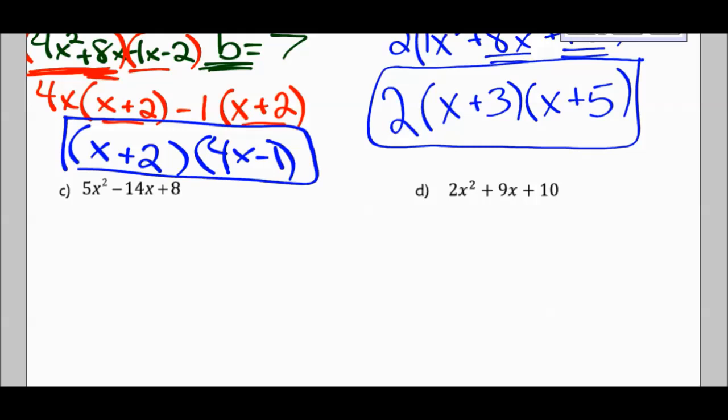Alright, what is A times C on that one? There is no GCF on that. I think we'll divide 5, 14, and 8. What's A times C? 5 times 8. So AC is 40. B is negative 14. What's going to multiply to be 40 and then add to be negative 14? John, what's that going to be? Negative 10 and negative 4. Those multiply to give us that, and the add gives that.